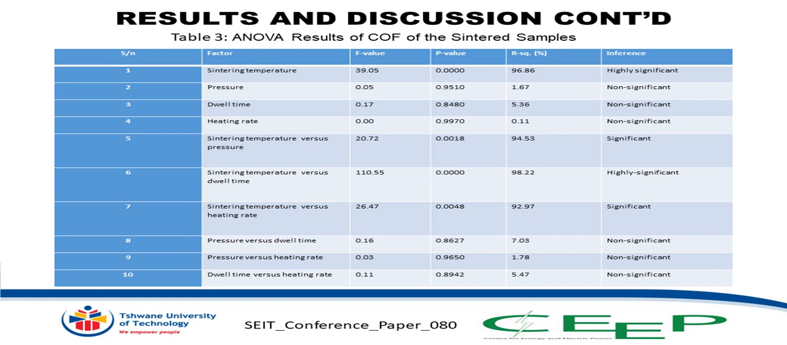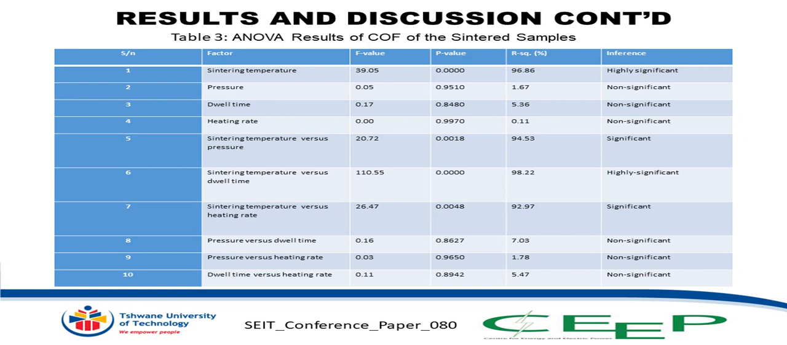Table 3 shows the ANOVA result of coefficient of friction of sintered samples. From this we can see that the sintering temperature has an F value of 39.05, R squared of 96.86%, where we infer that it has high significance. Pressure has a very low F value, meaning that it is non-significant. Dwell time is non-significant, heating rate is non-significant.